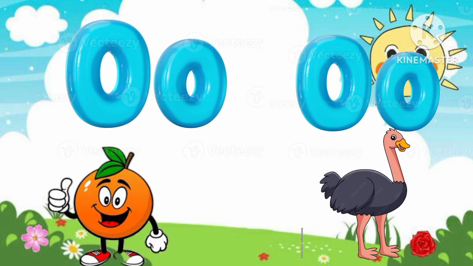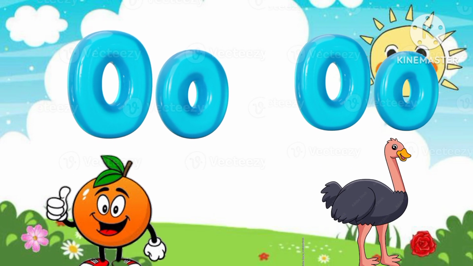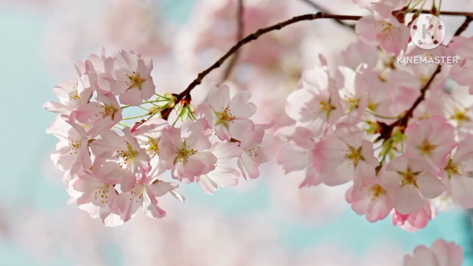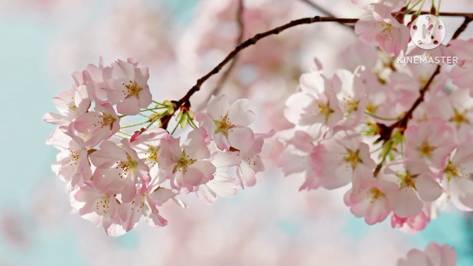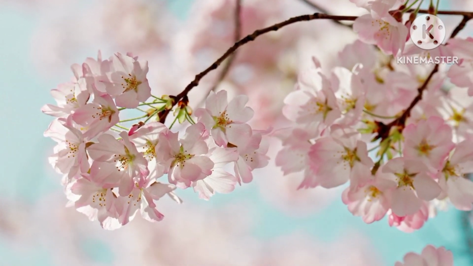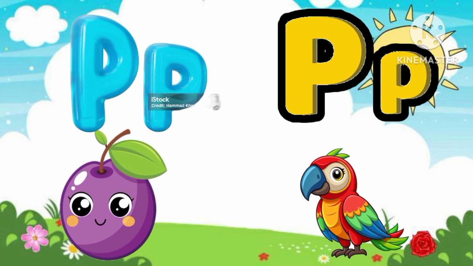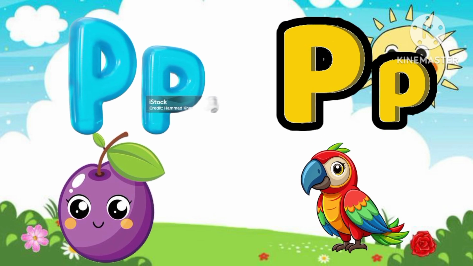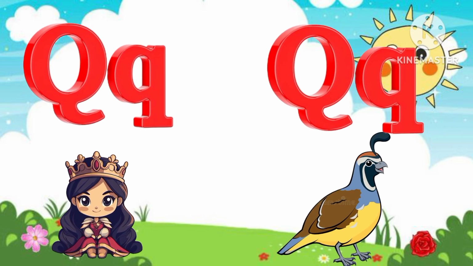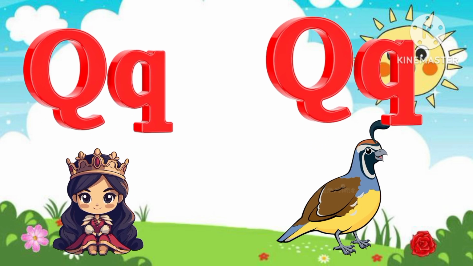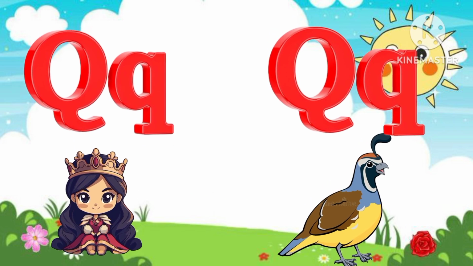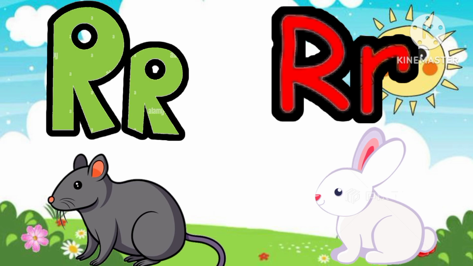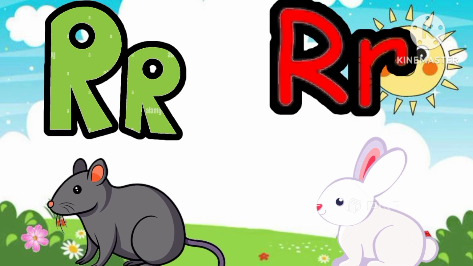O for orange, O for ostrich, O. P for papaya, P for parrot, Pa. Q for queen, Q for quail, Ki. R for rat, R for rabbit, Ra.